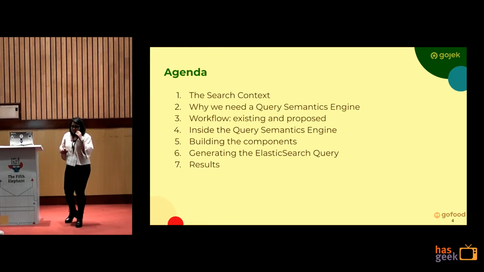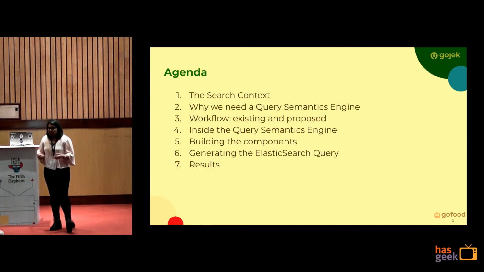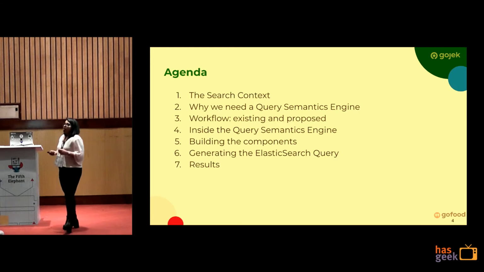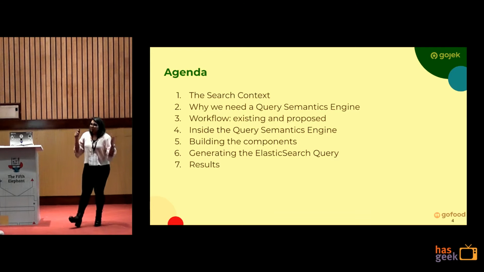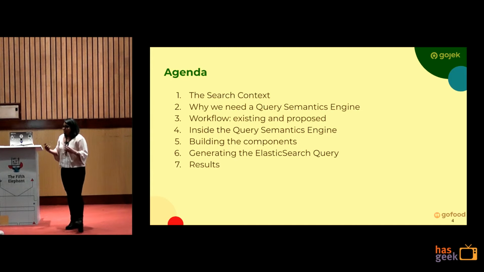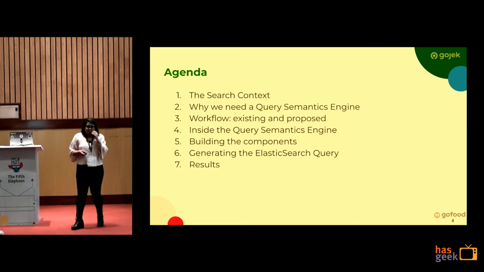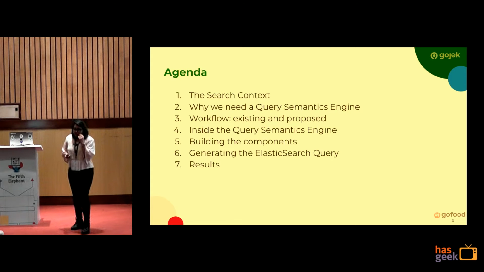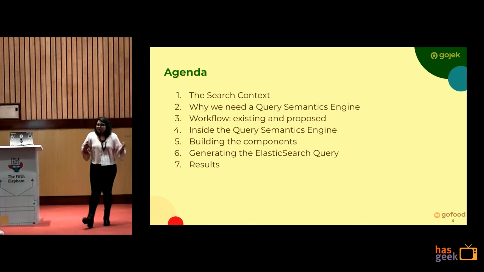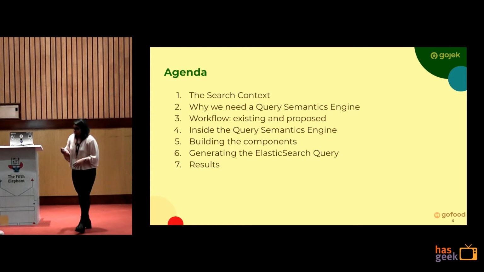A little bit about what we're going to be talking about today. First, I'll start by introducing the search context, why we need a query semantics engine and how it adds value. Then I'll talk about the previous workflow that we had and the proposed workflow. Then I'll go into more detail about the steps inside the query semantics engine and how we built those components. After that, I'll talk about how we generated the Elasticsearch query that took into account all these components and what our results were.